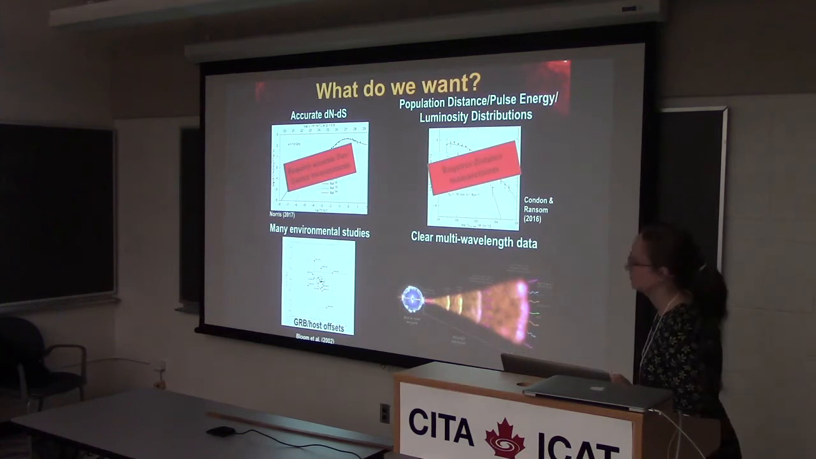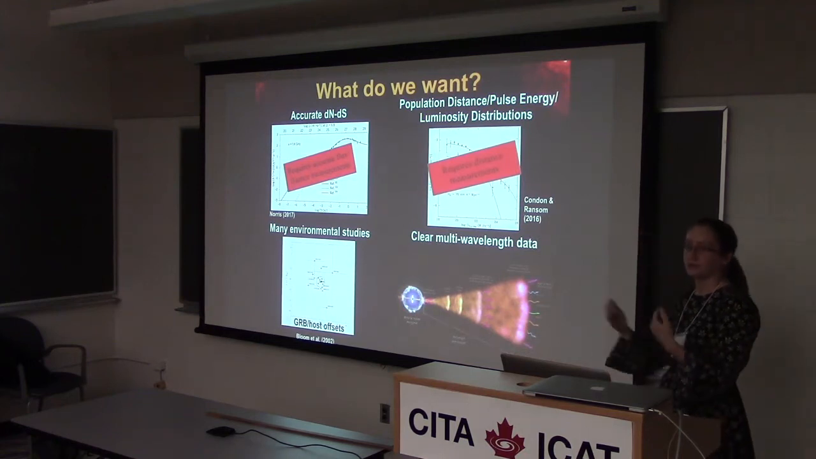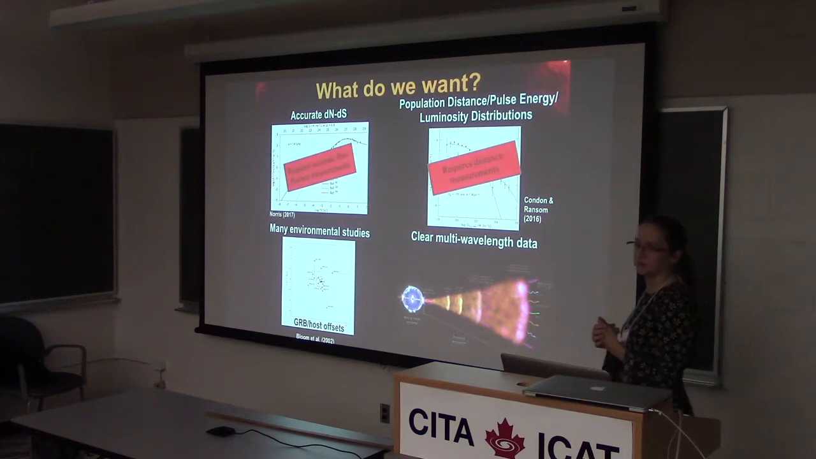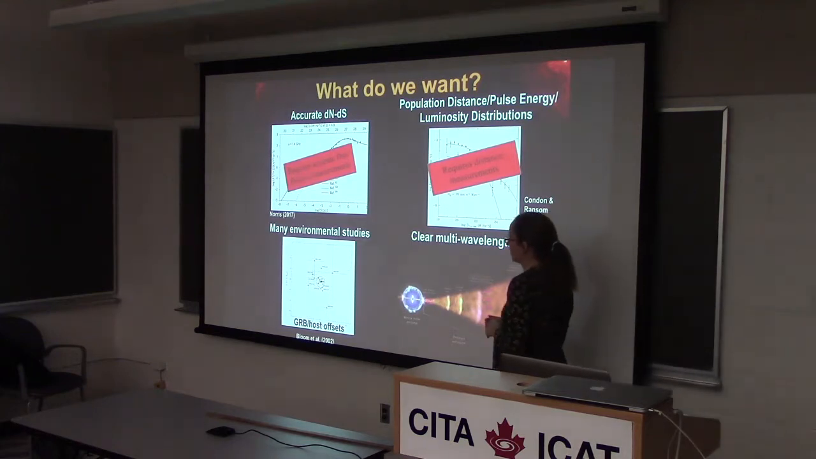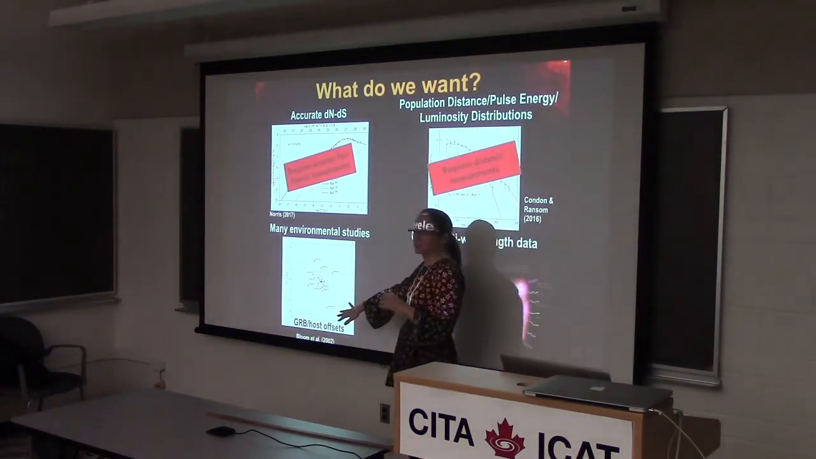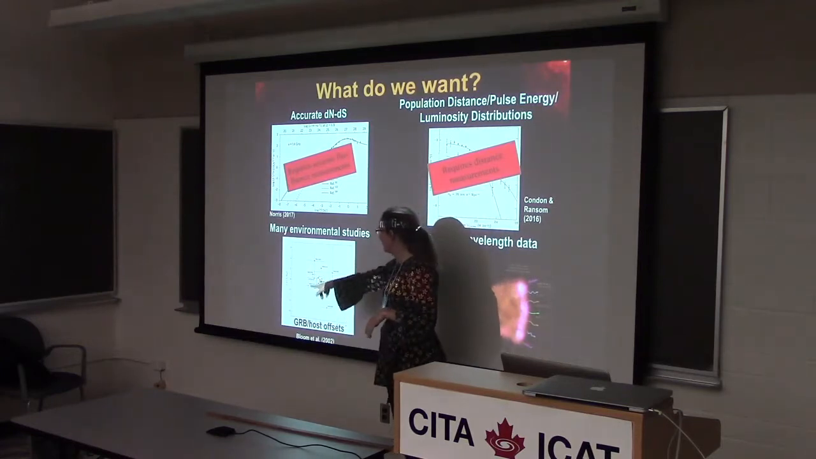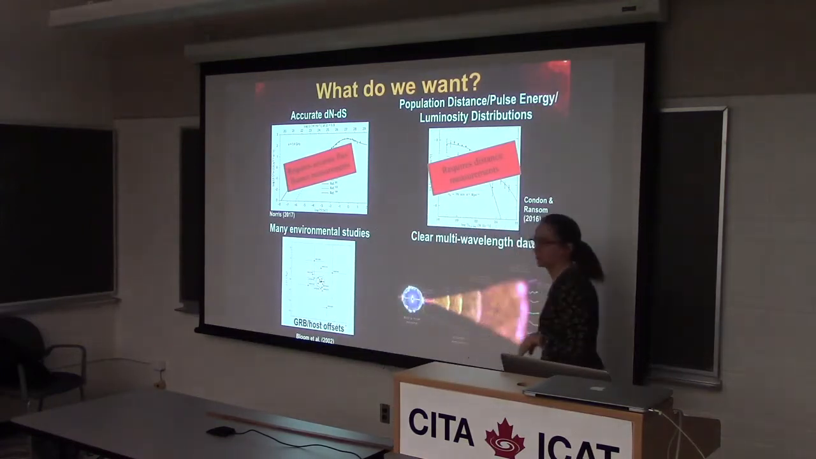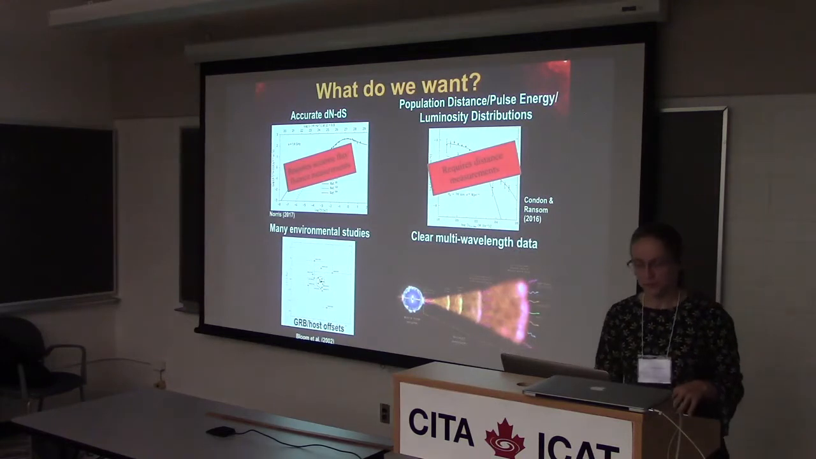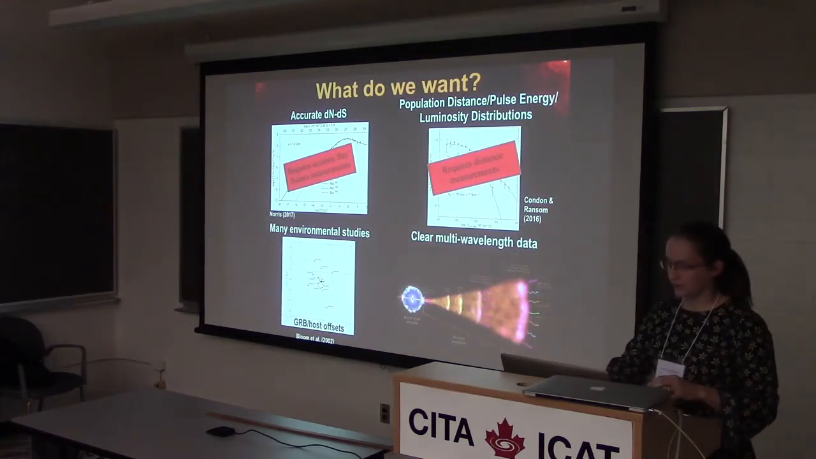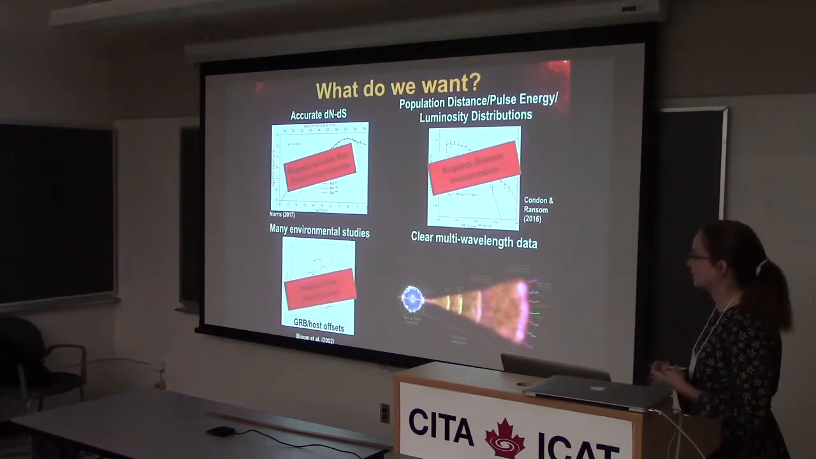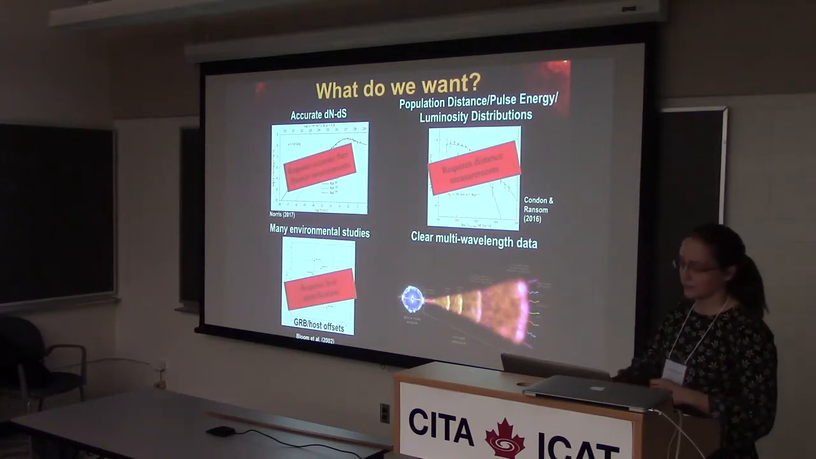For that, we need distance measurements. Of course, we want to know what the luminosity is. We can't do that without knowing how far the source is. We really want to get a lot of environmental studies, and I'm showing here the offsets of gamma ray bursts from their hosts. This was a study done by Bloom in 2002. I'll talk a little bit more about that later. First, we want to just study environments, but we have to do that by first identifying hosts.